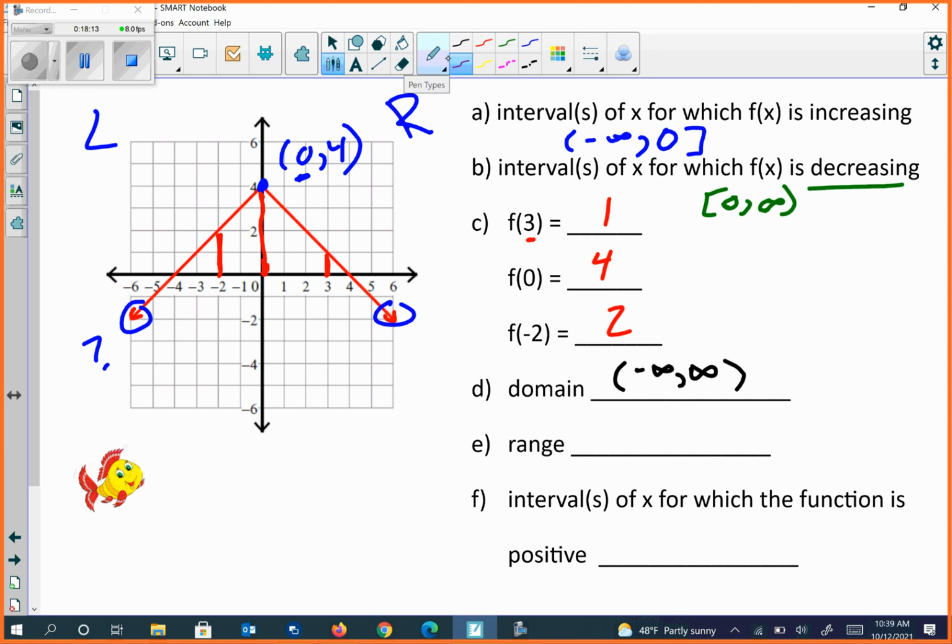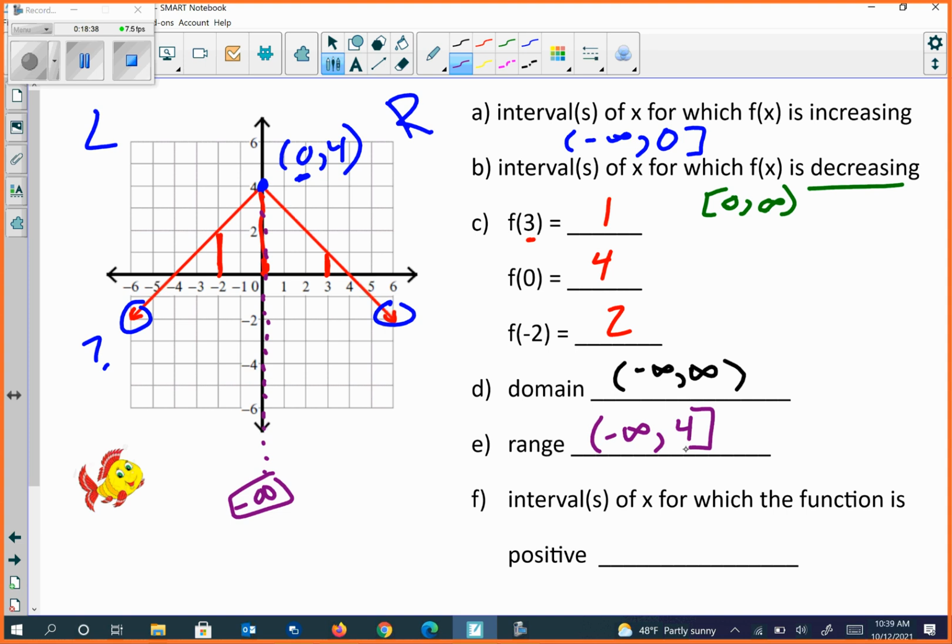Now the range is a little different. I'm coming from the very bottom. I'm going as high up as I can. So I'm coming on this one from negative infinity way down here, and I'm riding this all the way up to my highest y value. What's my highest y value on this graph? 4. Is it a point? Yeah, it's a corner, so it's a point.